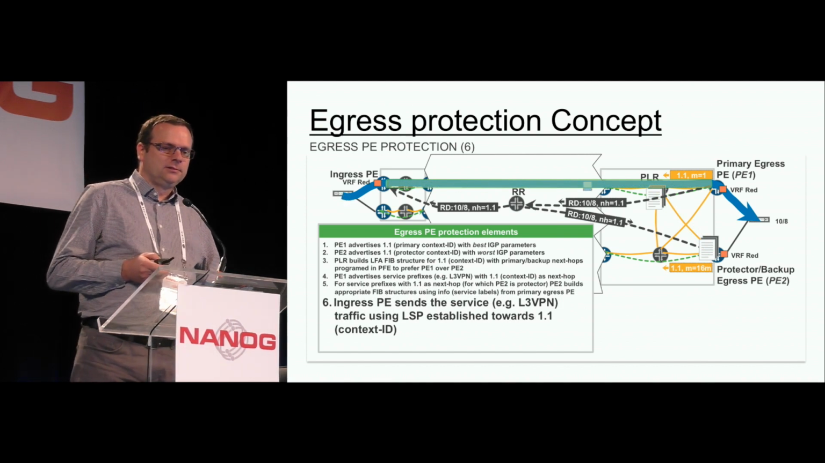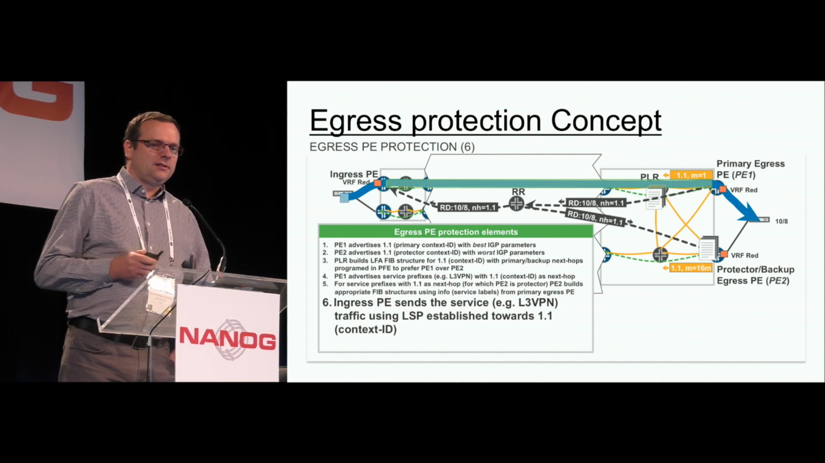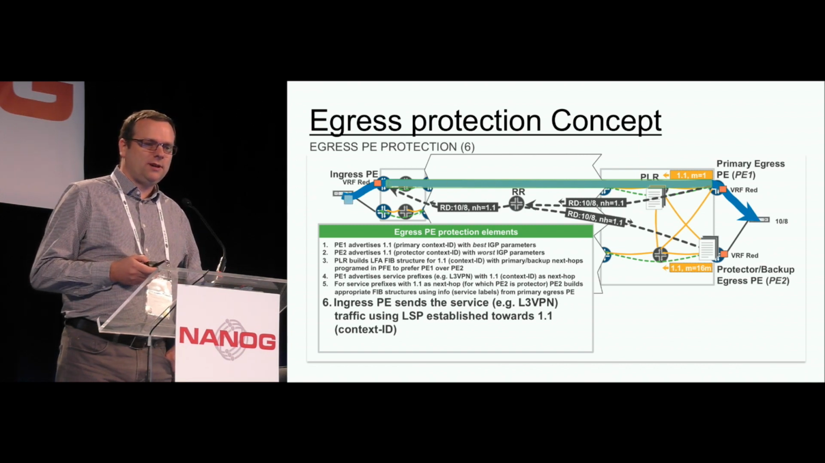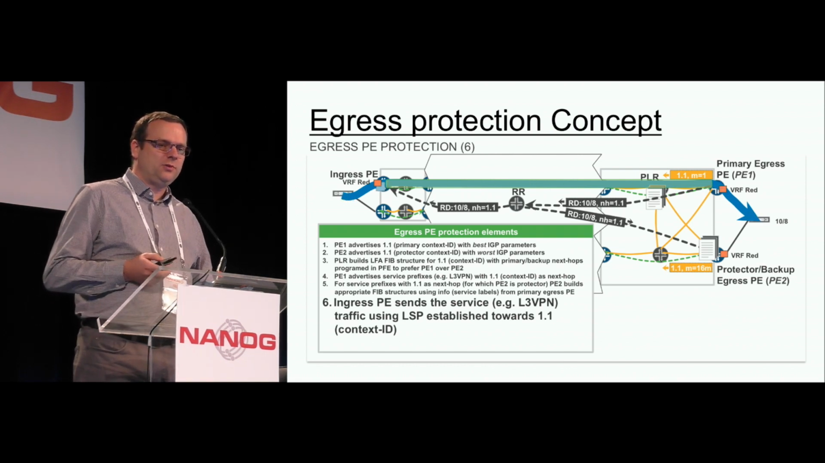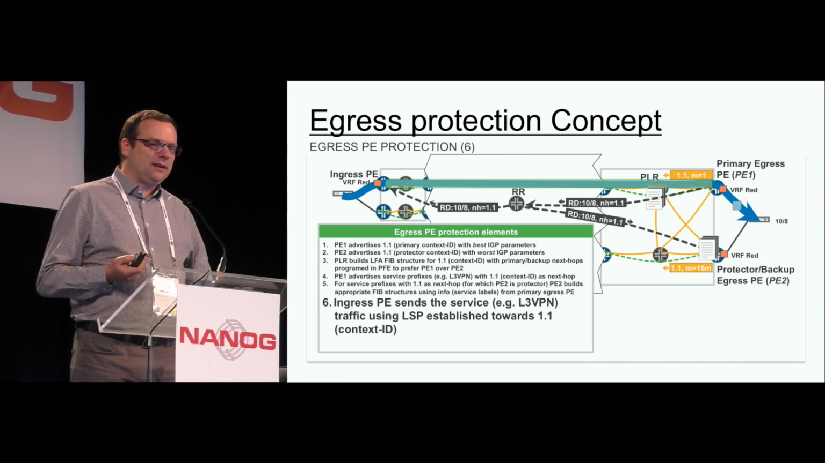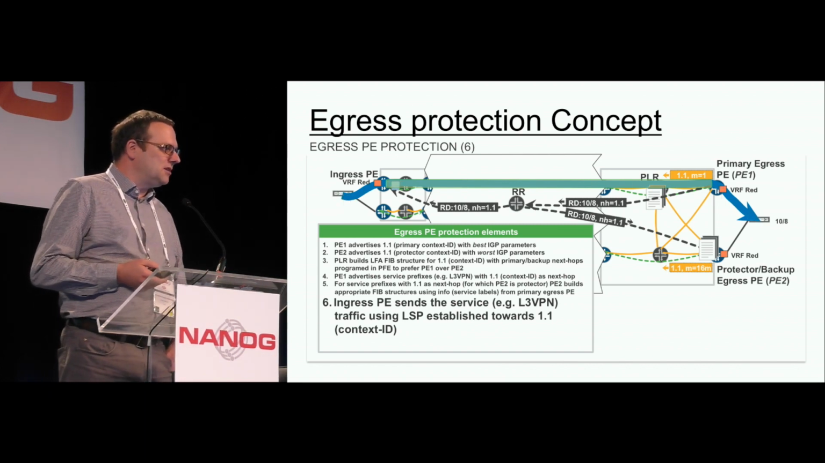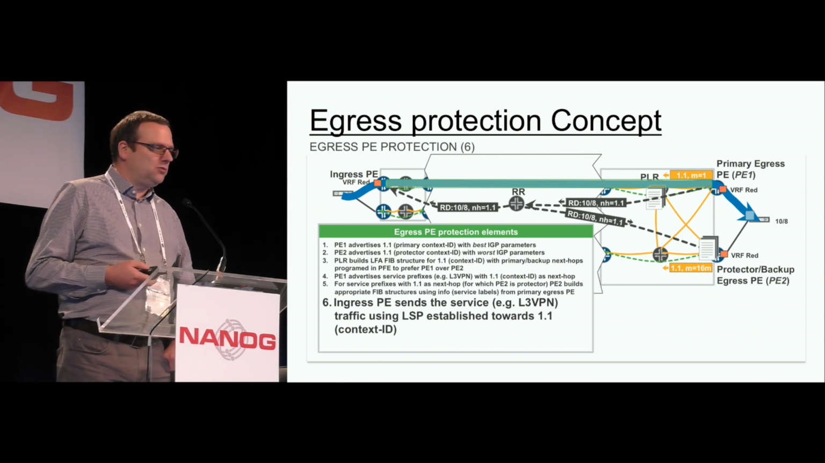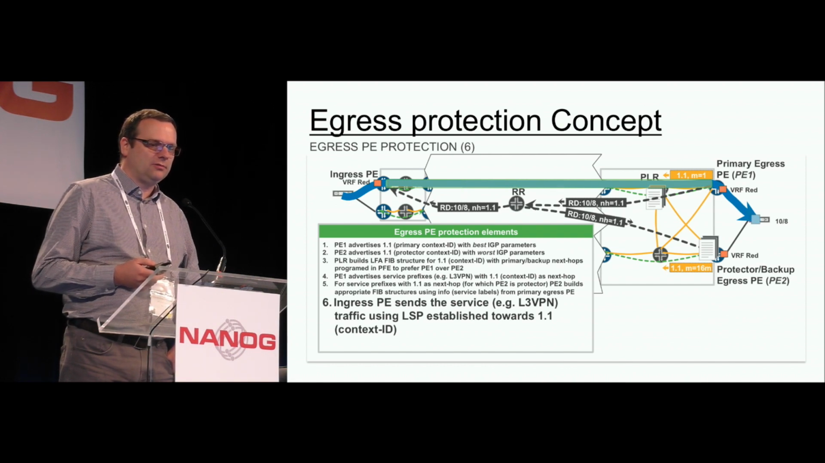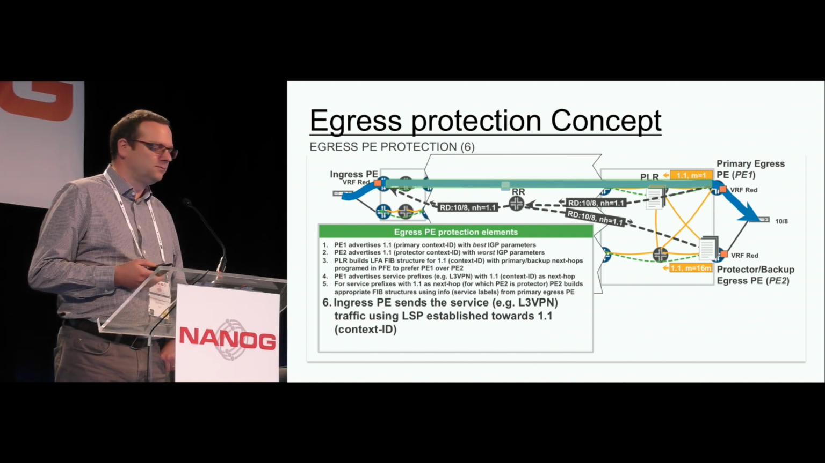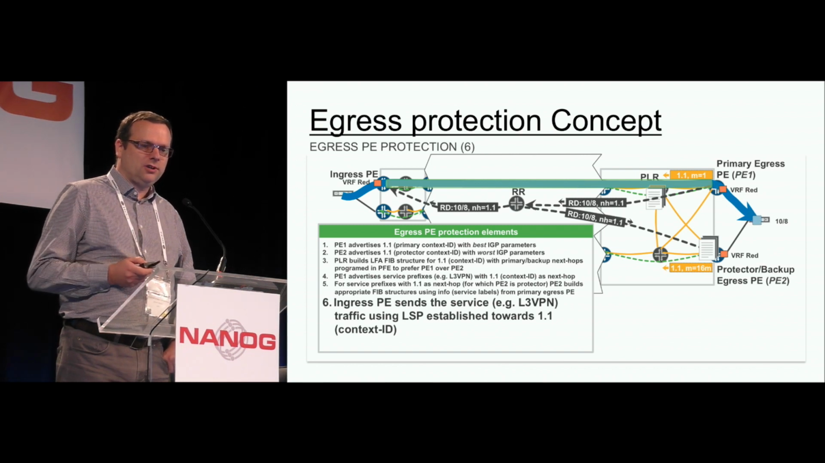Step 6, traffic starts to flow. And it flows normally over the LSPs from ingress PE to the primary egress PE, P1. The next hop 1.1 flows to P1 because the 1.1 advertised by P1 has better IGP characteristics. The same next hop is advertised by P2, but with not such good characteristics, which means that, of course, everyone prefers to send the traffic to 1.1 in the direction of P1. All right, traffic is flowing, very good.